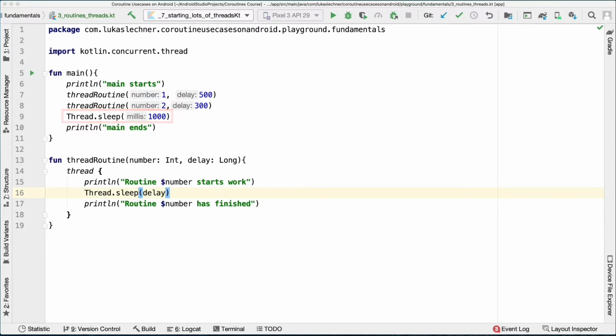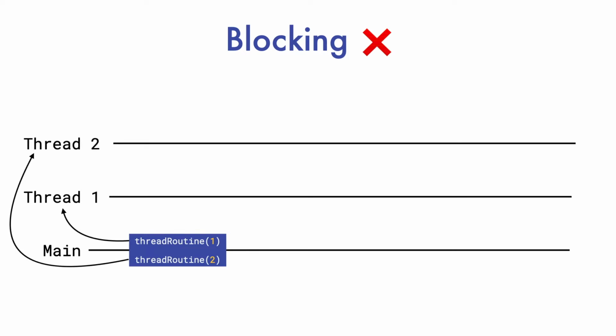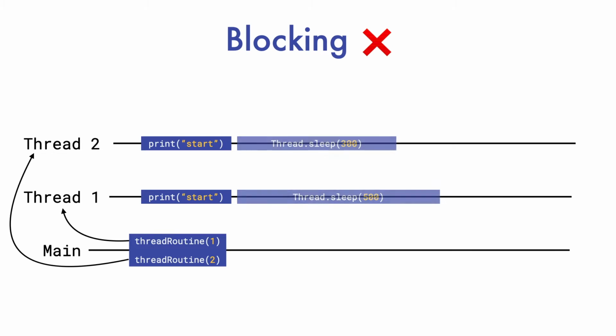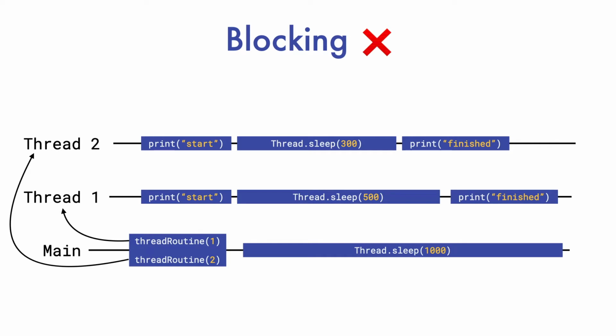Let's illustrate what's going on. Our main function runs on the main thread. At first, the functions called threadRoutine1 and threadRoutine2 are called, and a new thread is started for every function invocation. In each thread, it is printed that the function starts to work. Then, the work is started in form of a thread.sleep call, and afterwards it is printed out that the work in the thread has finished. The main function sleeps for 1000 milliseconds too, in order to wait for the threads to finish.